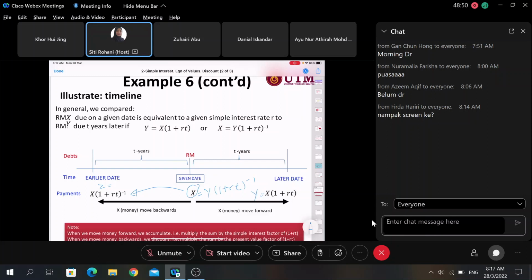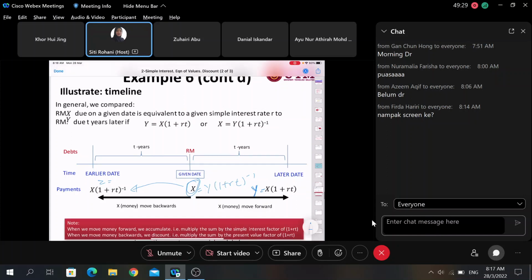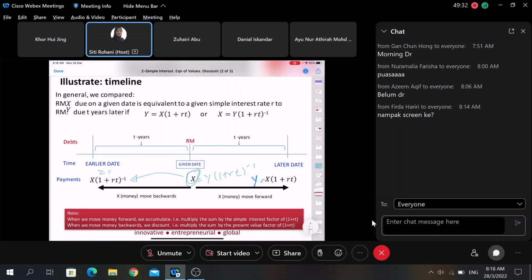So if you draw a line, for example, this one RMX. If you want to find the future value of your X, you will have to multiply X by 1 plus RT. So here RMY due T years later should be the value of your Y. But if you want to find the present value of your X, or the value of your X today, you have to bring the money backward. To bring the money backward, you multiply X by 1 plus RT to the power of negative 1.